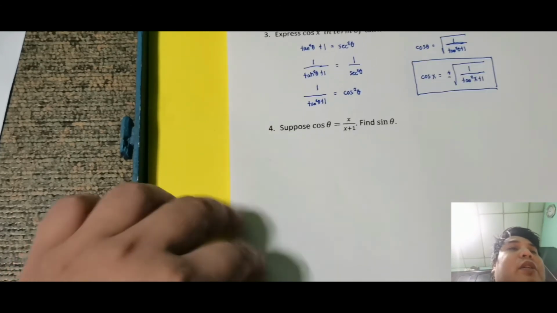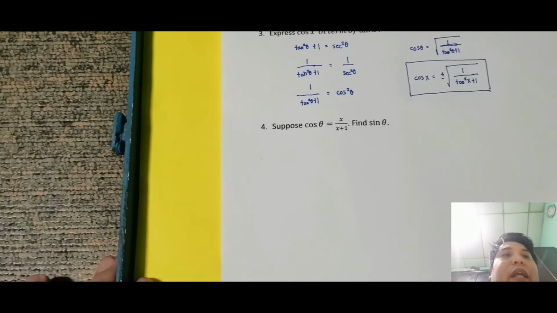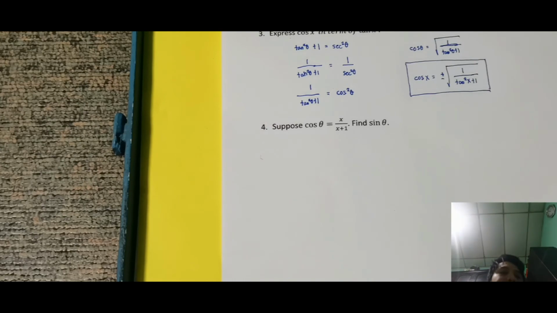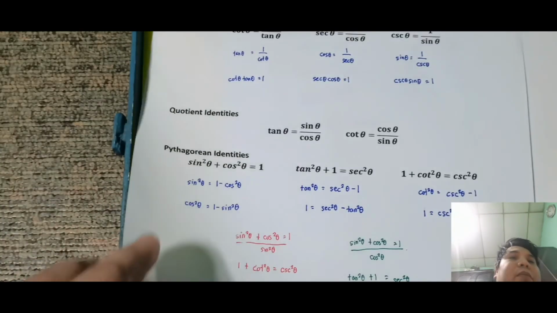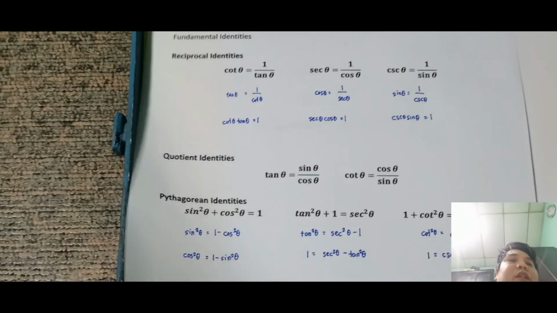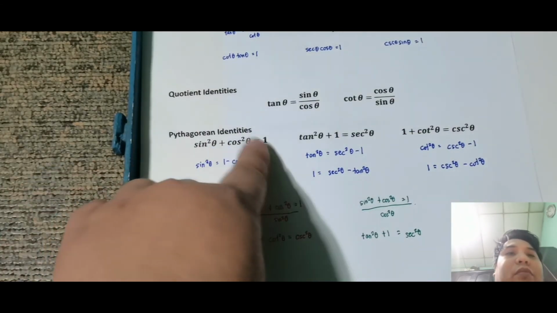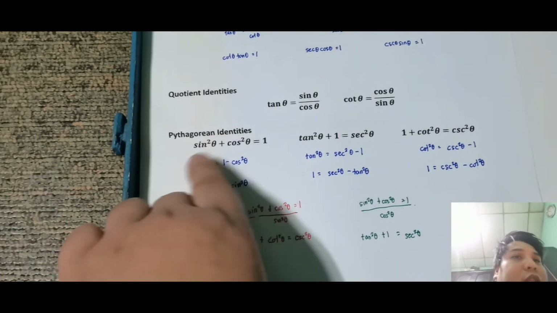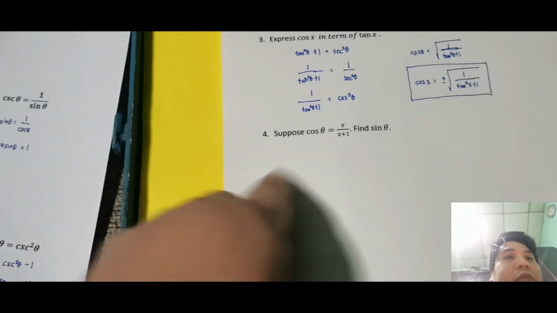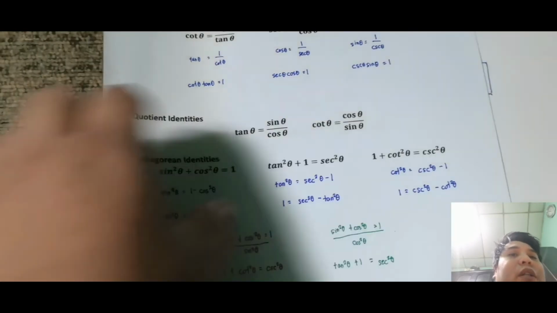Okay, next is for number 4, last para dito. So, suppose cosine theta is equal to x over x plus 1, find sin theta. So, hanap ulit tayo ng relationship ni cosine sa ni sine in terms sa ating identities. So, kung napapansin nyo, saan may relation si cosine sa si sine? Yung mismo silang dalawa lang. Okay, so in terms dito, given kasi si cosine, pwedeng ganito gawin natin.